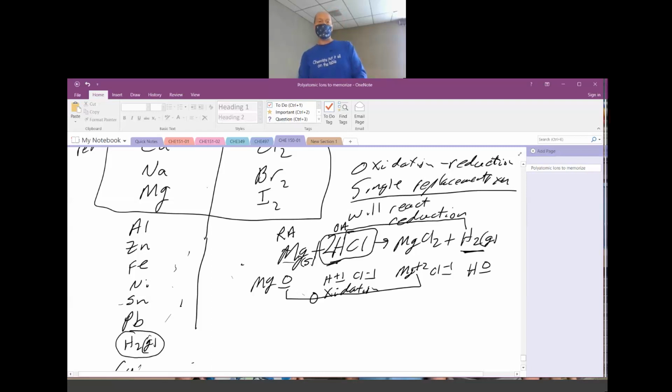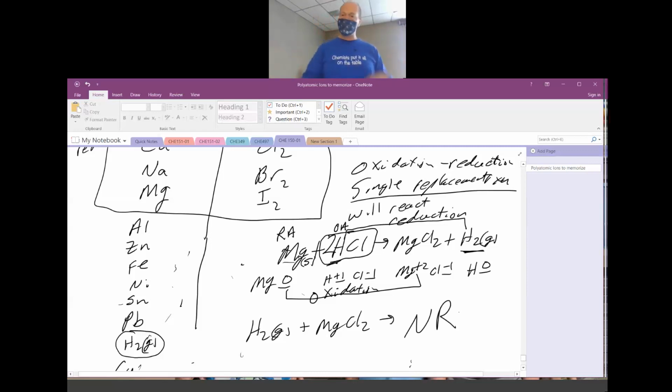So this reaction occurs because the magnesium is more reactive, so it will kick out the hydrogen. If you did the reverse reaction and I had hydrogen gas plus MgCl2, here the hydrogen gas is less reactive than the magnesium, and so this would be no reaction. You would simply write NR, leave everything else blank, and push enter, because nothing is formed.